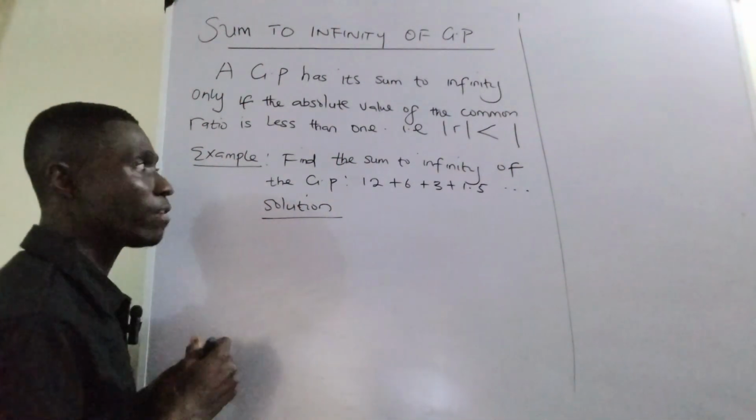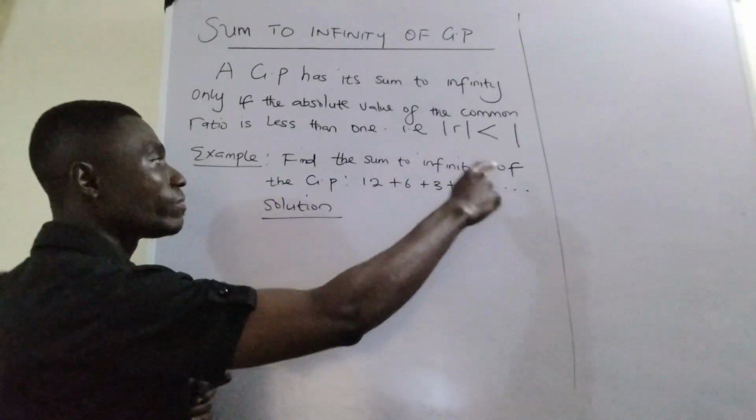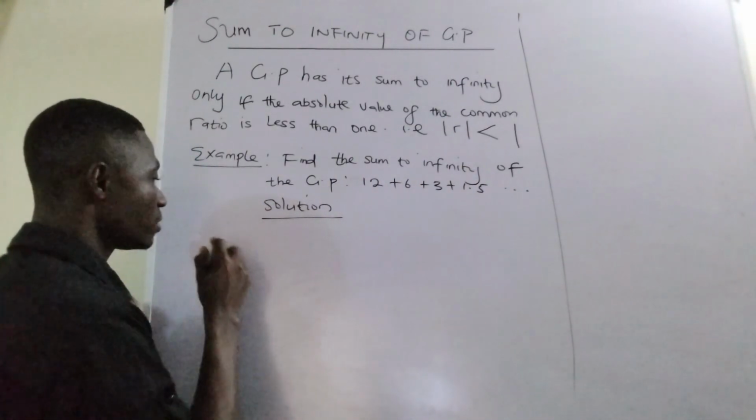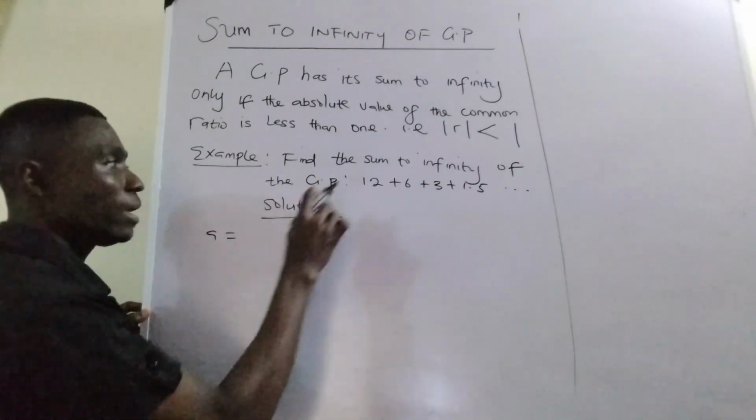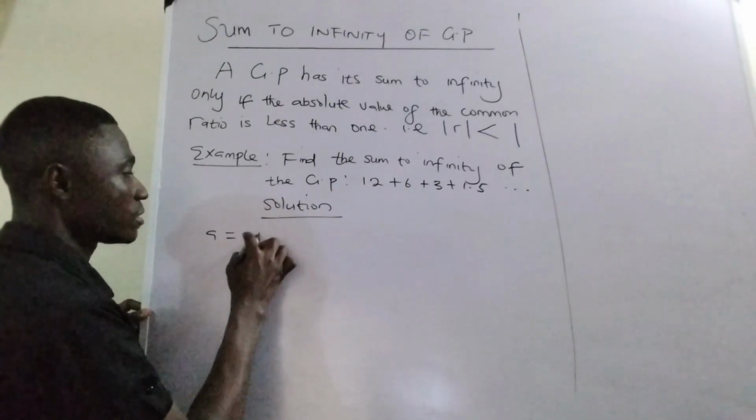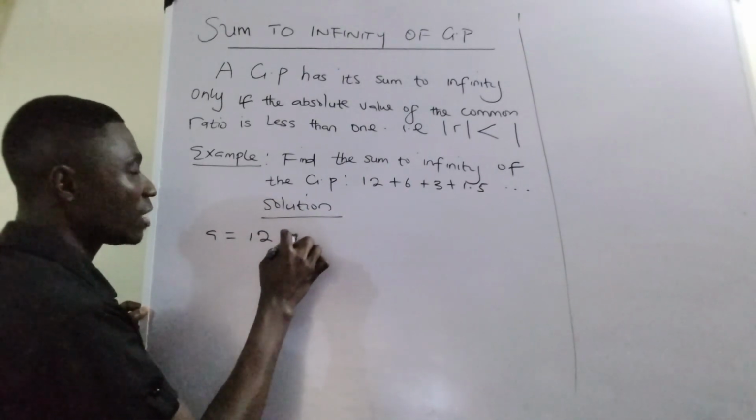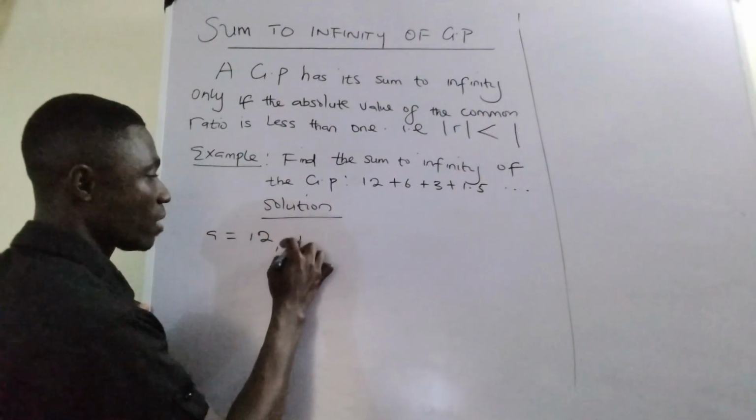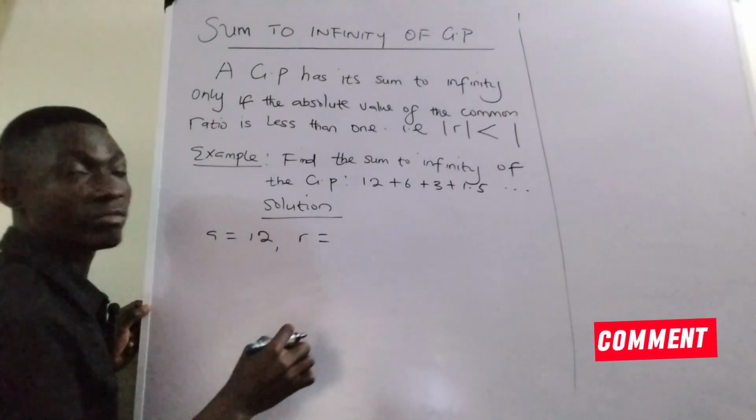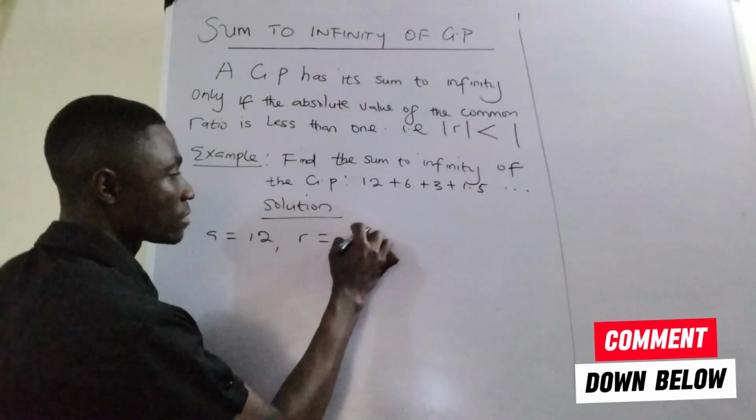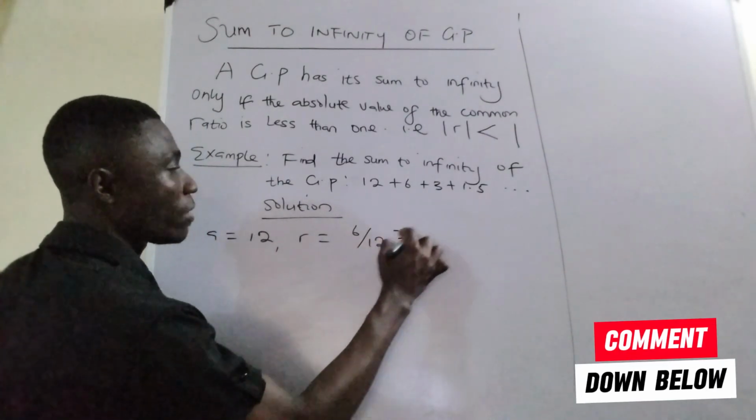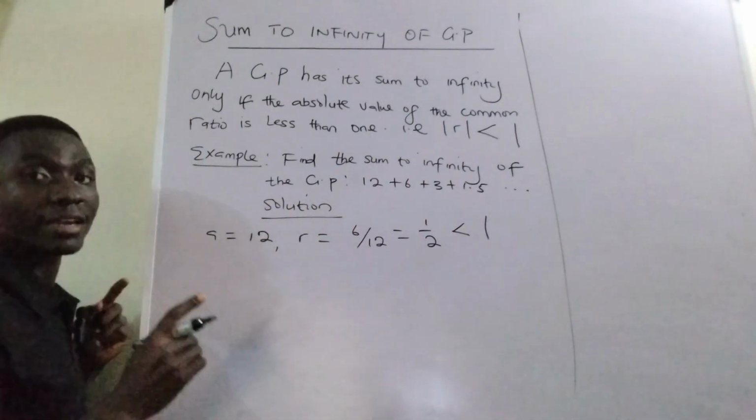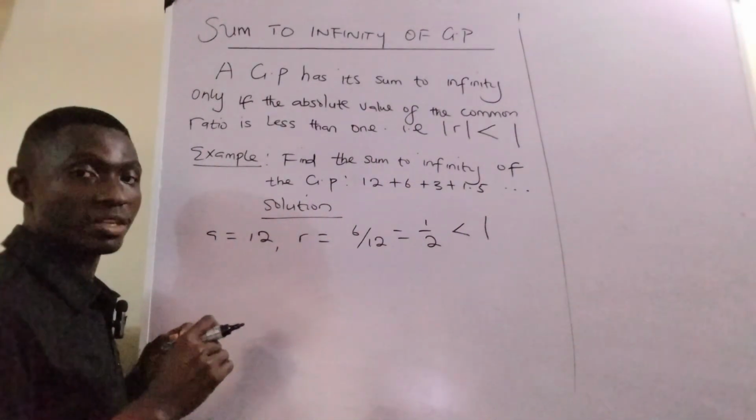So let's see what we have on the board. Find the sum to infinity of the GP 12, 6, 3 and so on. So let's begin to bring out that A, in this case, of course, it is 12. And then what's our R? R is given as 6 over 12, and that will give us 1 over 2, which is less than 1. So it means that the sum to infinity does exist.